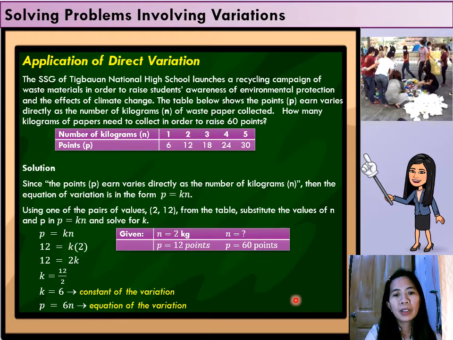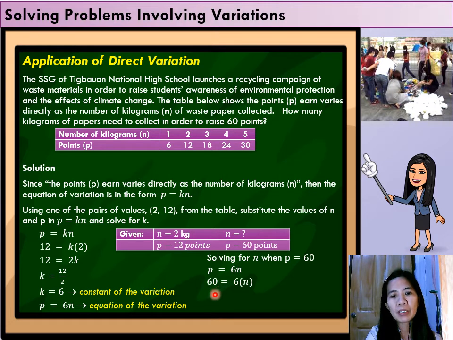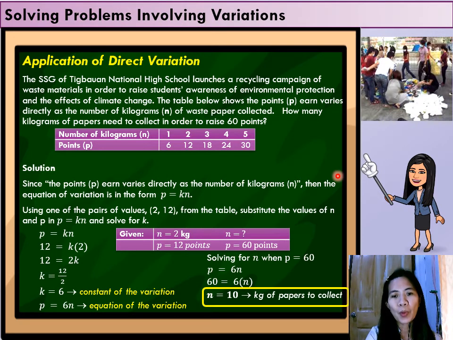Using this equation, we can now solve for the value of N. Substitute the value of P, which is 60, equals 6 times N. Now divide both sides of the equation by 6. So 6 divided by 6 is 1, so the remaining will be only N. 60 divided by 6 is 10. So, therefore, we have the value of N, which is 10. So 10 kilograms of paper should be collected in order to earn 60 points.